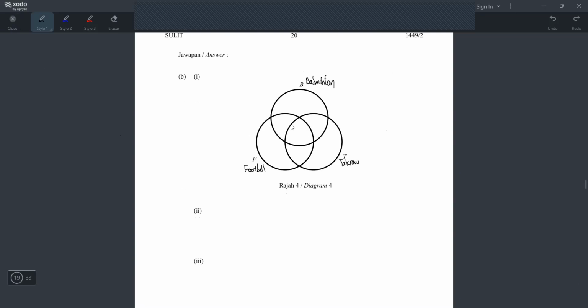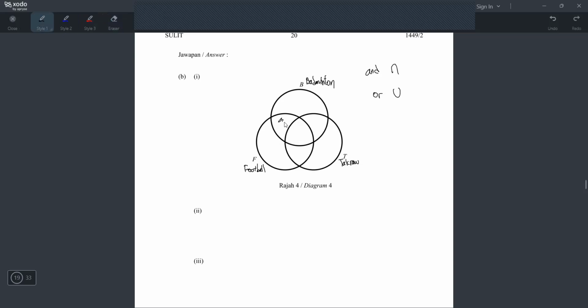Okay, saya nak tanya. This intersection middle is for orang yang main apa? It's for students who play what? Badminton and football and takraw. So remember, N is actually the symbol for intersection, or is it the symbol for union? Okay, so I repeat one more time. This is the intersection part of three games, right? So this is students who play what? Badminton and football and takraw.